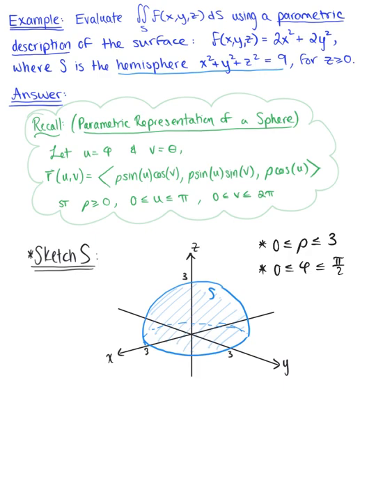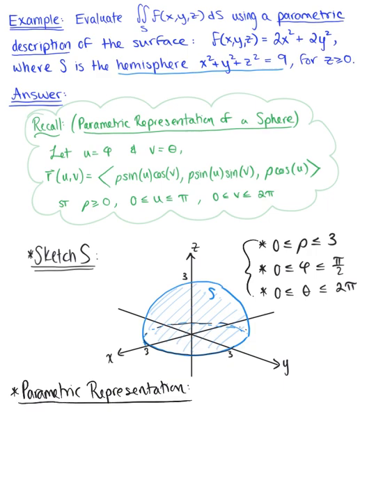Looking at the cross section in the XY plane, it's a full circle. So the bounds on theta are greater than or equal to 0, less than or equal to 2 pi. These bounds in spherical coordinates are going to be important as we proceed in finding the parametric representation for this hemisphere in terms of u and v. To get us started, I'm going to let u be phi, and we're going to let v be theta.